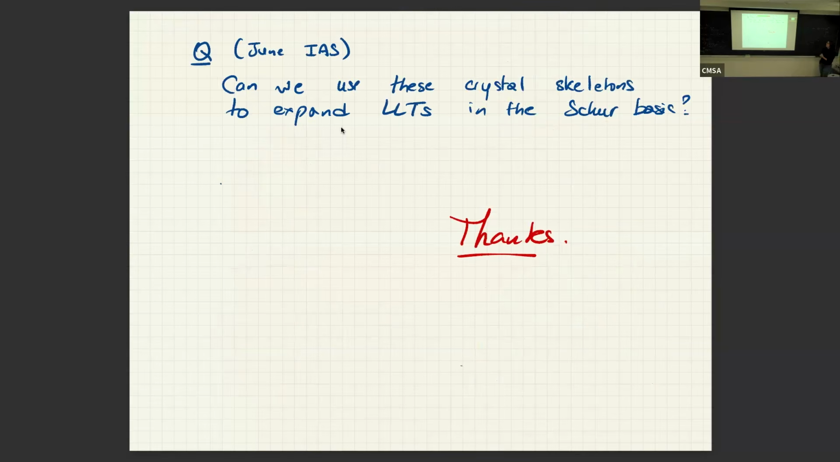That's all I'm going to say. What we want to do next, we have hope we could do that. We're going to meet again this summer in another Women in Combinatorics workshop. And what we want to do now is, can we use these structures to expand the LLT polynomials? So thank you for your attention.